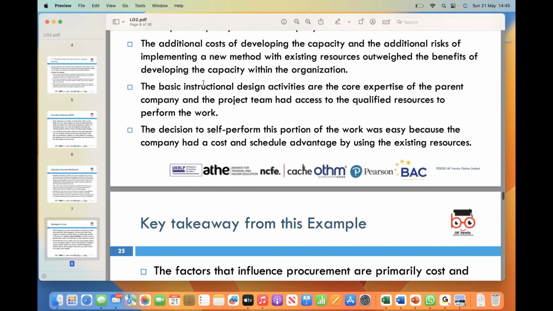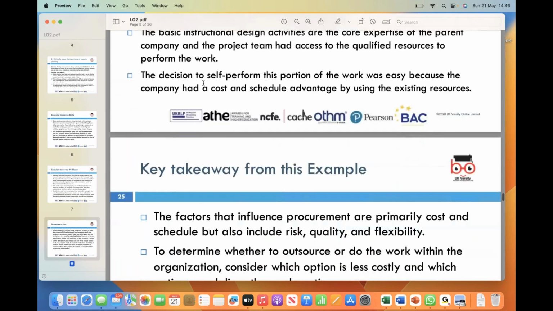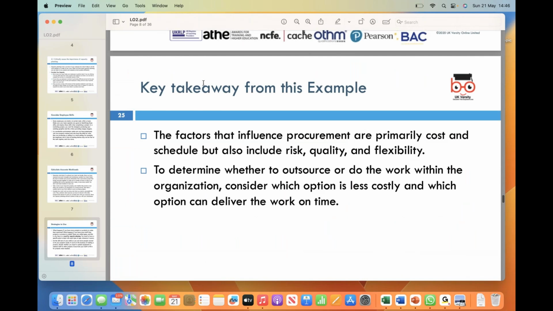This means that it was more economical and efficient to handle this part of the project internally rather than outsourcing it to external parties. Key takeaway: the factors that influence procurement are primarily cost and schedule, but also include risk, quality, and flexibility. To determine whether to outsource or do the work within the organization, consider which option is less costly and which option can deliver the work on time.